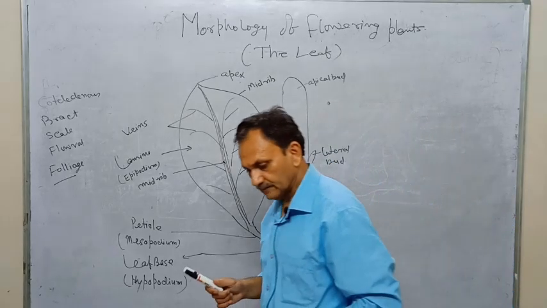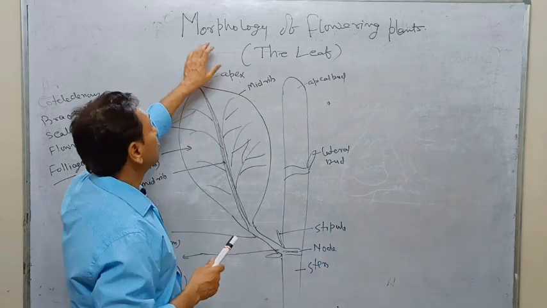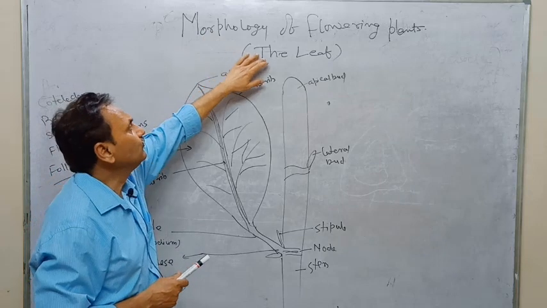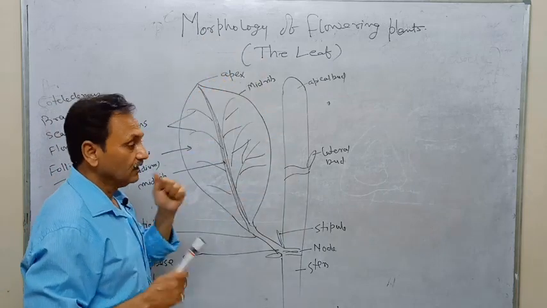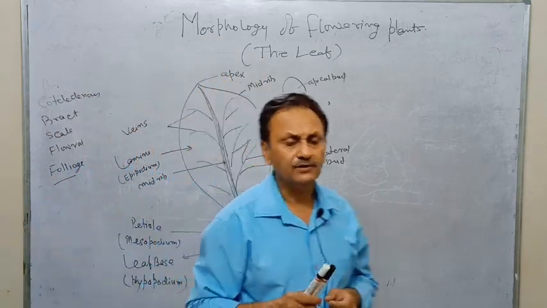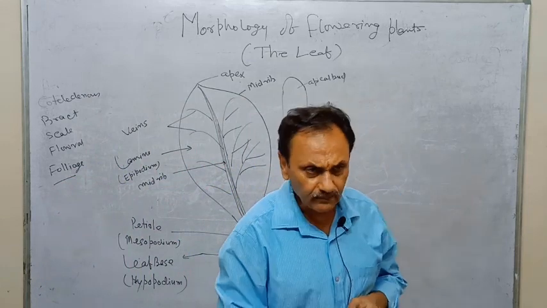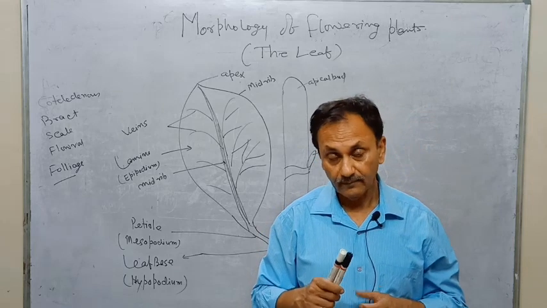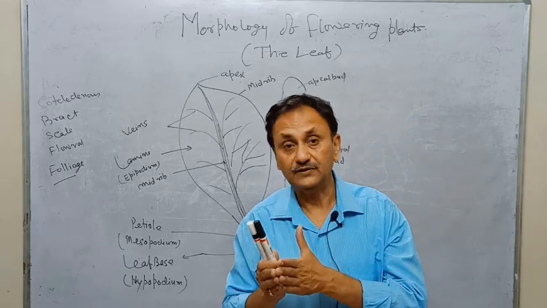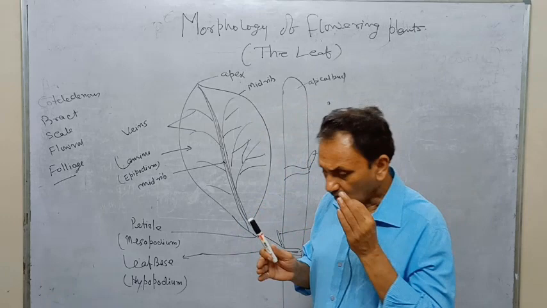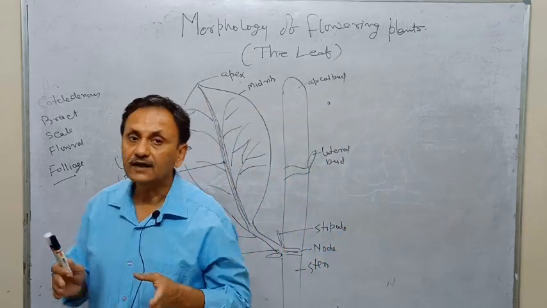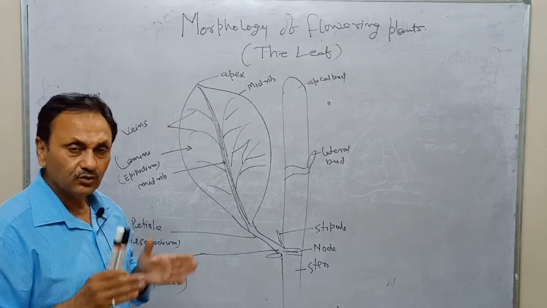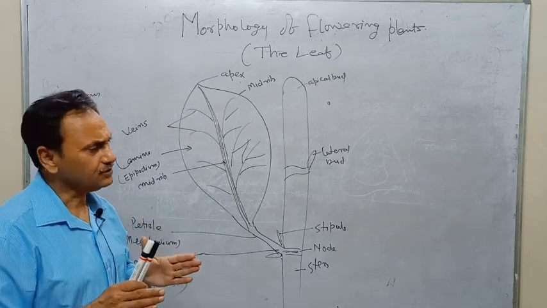Good morning, students. Today we will discuss the morphology of flowering plants, and in this particular chapter we will mainly discuss the leaf. Leaf is a very important part of the plant because it is responsible for the preparation of food. Mainly the green leaves, thin or thick, having chlorophyll, are responsible for forming the food. So it is a very important part of the plant.